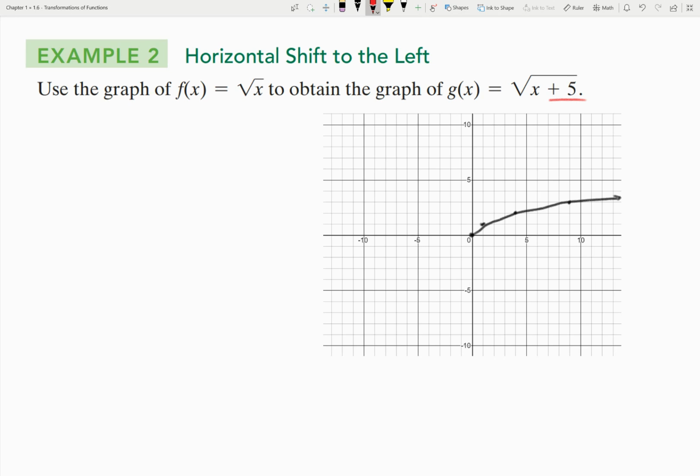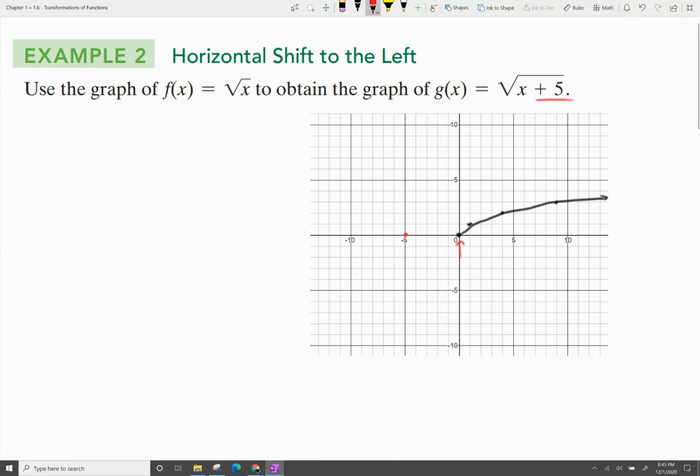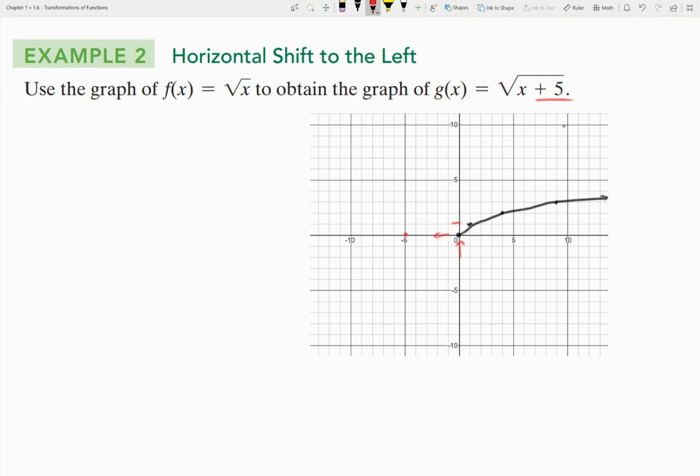A positive shifts this graph to the left. So I'm going to focus on the starting point right there. Instead of starting at 0, 0, it's going to start right there. I'm going to shift each of these points, every key point that I graphed, 5 to the left. And watch the pattern that happens with them.